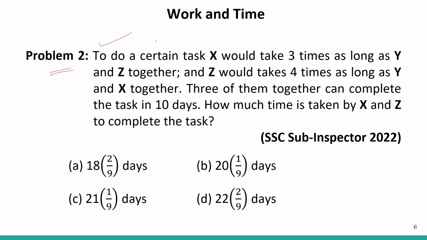To do a certain task, X would take 3 times as long as Y and Z together, and Z would take 4 times as long as Y and X together. The three of them together can complete the task in 10 days. So how much time is taken by X and Z combined to complete the task? Together X, Y, Z complete it in 10 days.